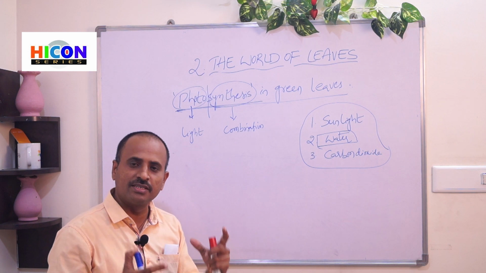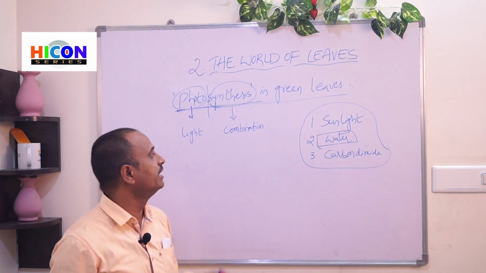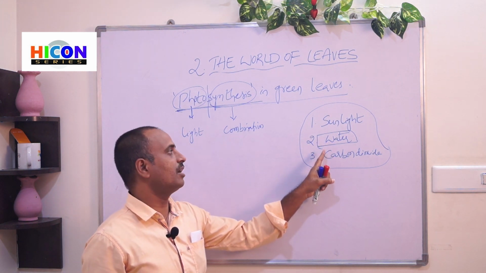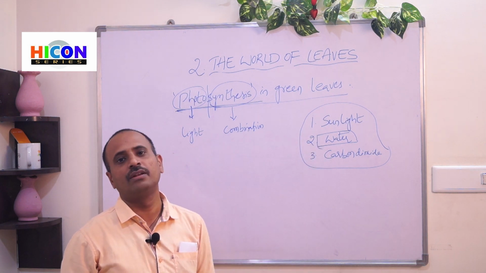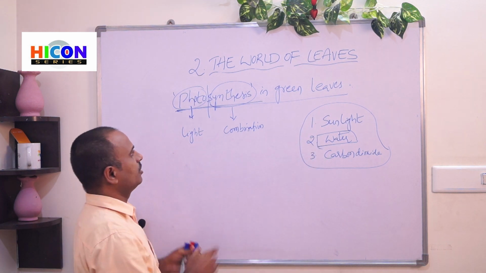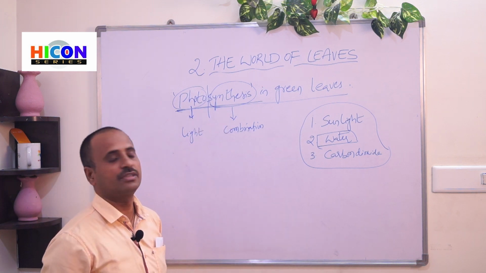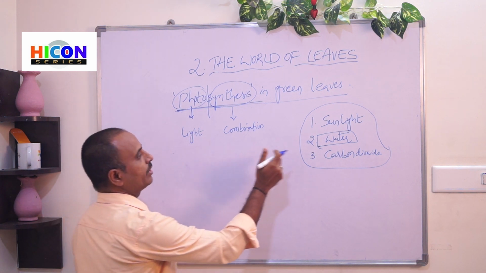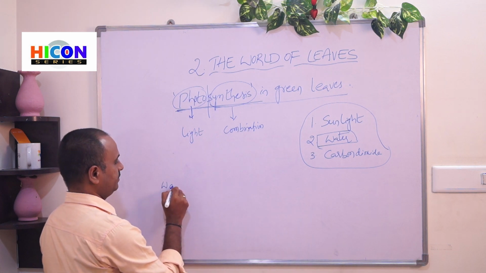So photosynthesis is the process of preparation of food by the leaves from a combination of water, minerals and carbon dioxide in the presence of sunlight and chlorophyll. So photosynthesis can be written in the form of an equation like this. The first required component for photosynthesis is water.